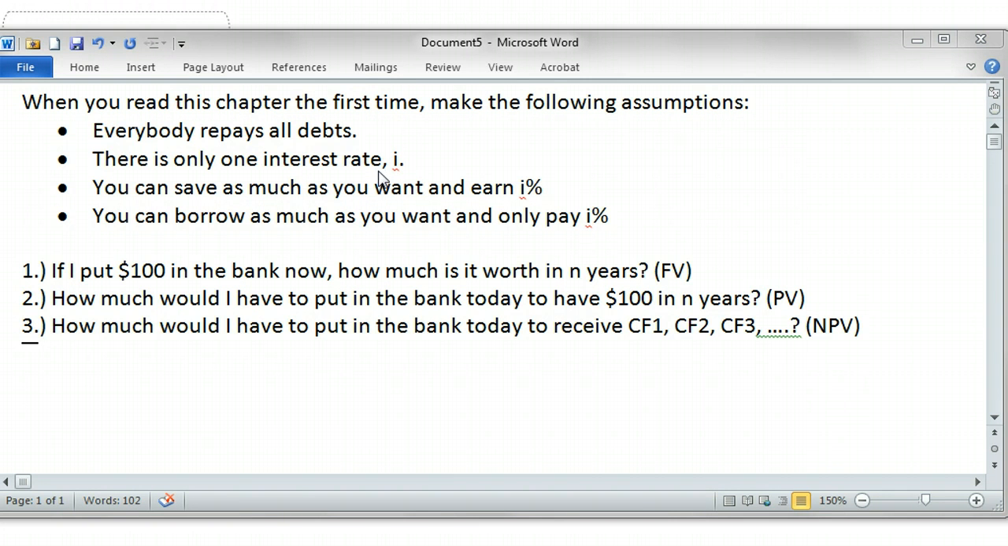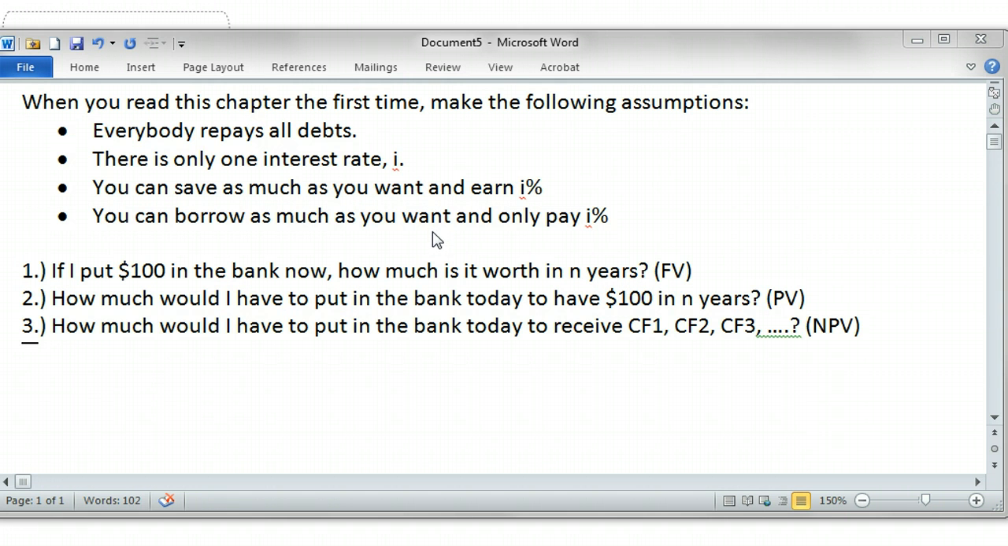Also, for simplicity, we're going to assume that there's only one interest rate. We're going to call it I. And that means that you can save as much as you want and earn I% interest on your savings. Everybody can do this. Everyone can go to the bank and put as much money as they want in the bank and earn I% interest. Likewise, everyone has amazing credit. Everyone can go to the bank and borrow as much as they want and only pay I% interest. So these are the assumptions that we're going to make. They'll be in the background the whole time.